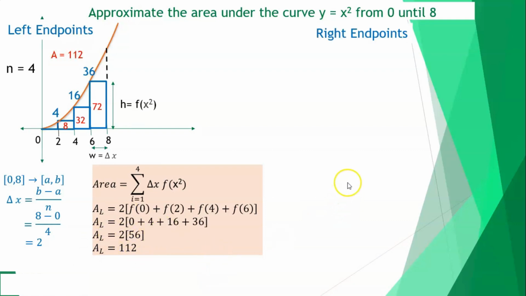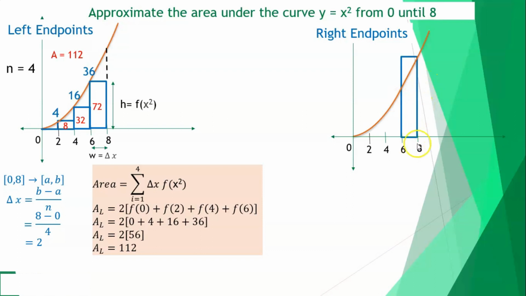Okay, another one. Now, let's make use of the right endpoints. So how to do it? Again, sketch the curve, x squared. Take note, at this point, this is already the right. With this, the right side should touch the curve. So our first rectangle is this. We'll start from 8, and the right side will touch the curve.